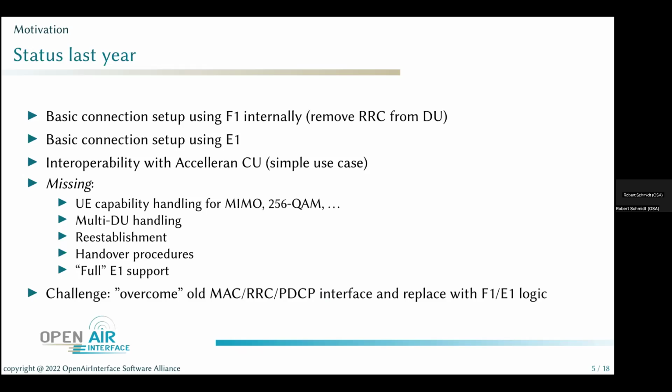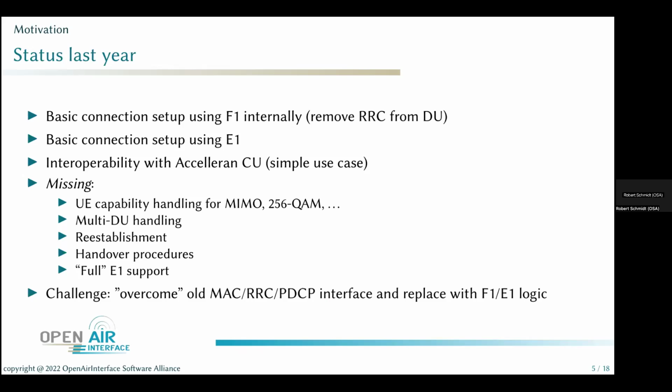Then I have just one thing: a round-up of where we come from. If we look at the beginning of last year, there was already the F1 split in a basic version. There was also a basic version of E1. There was even some interoperability with a commercial CU from Accelleran, but there were a couple of things missing.